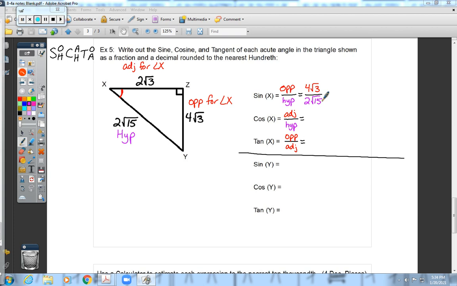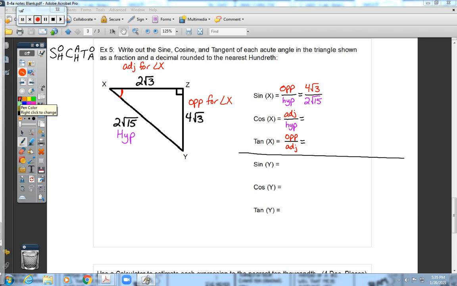Now, that being said, on the TI-30XS MultiView, here's how you would input 4 root 3 over 2 root 15. These are the keystrokes. We would start by hitting our fraction button, N over D, which is located 3 buttons above the 7. In the top, we're going to type in 4 root 3. So we'd hit 4. And then to get the square root symbol, we would do second x squared. You'll see the square root in green directly above the x squared symbol. And underneath, we'd type our 3.